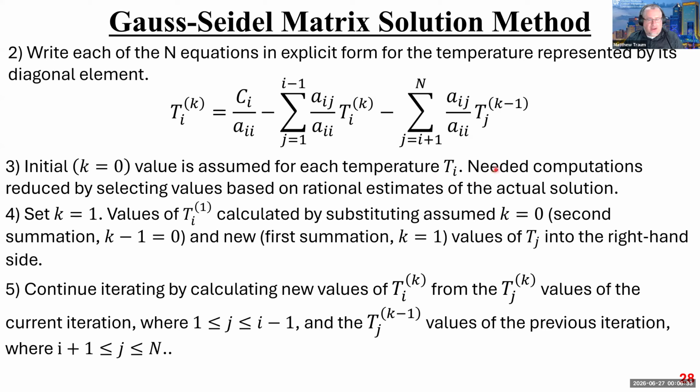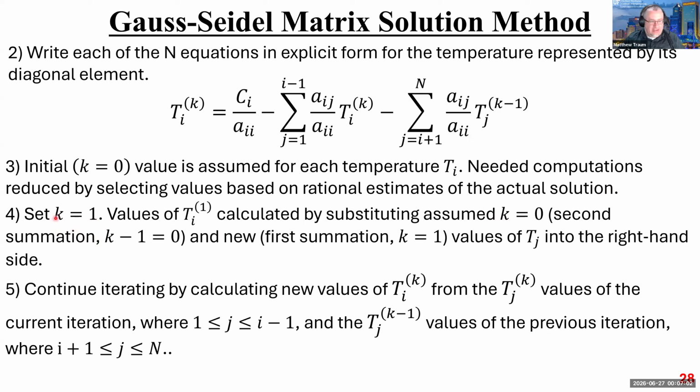The needed computations go down by selecting values that are rational estimates for the actual solution. So, the closer you get to the correct solution on your guess, the less computational power is required to drive the equations all in that direction. But again, an initial guess that's super accurate is not necessary. It just increases the amount of computation that you have to do in order to get to the solution.